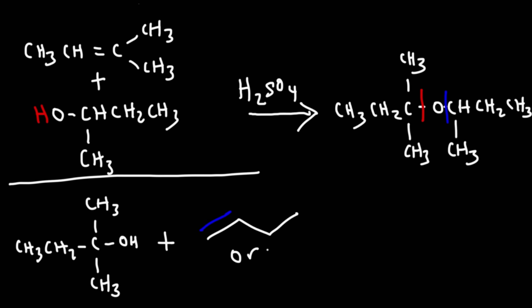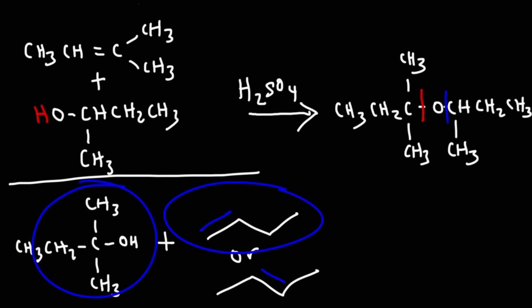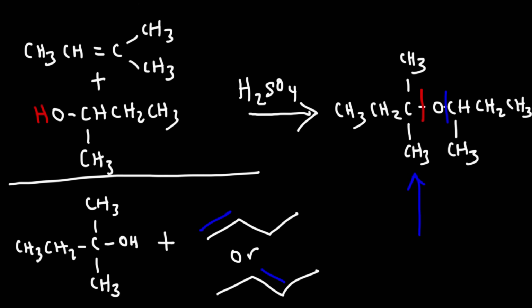Or we could react the alcohol with, if we put the double bond here, that will be 2-butene. So this alcohol with 1-butene will give us the same product, or with 2-butene, that will give us the same product as well. So far, we've considered 4 different combinations that could lead to this particular ether. And so that's how you could determine the initial parts that are needed to produce this particular product.